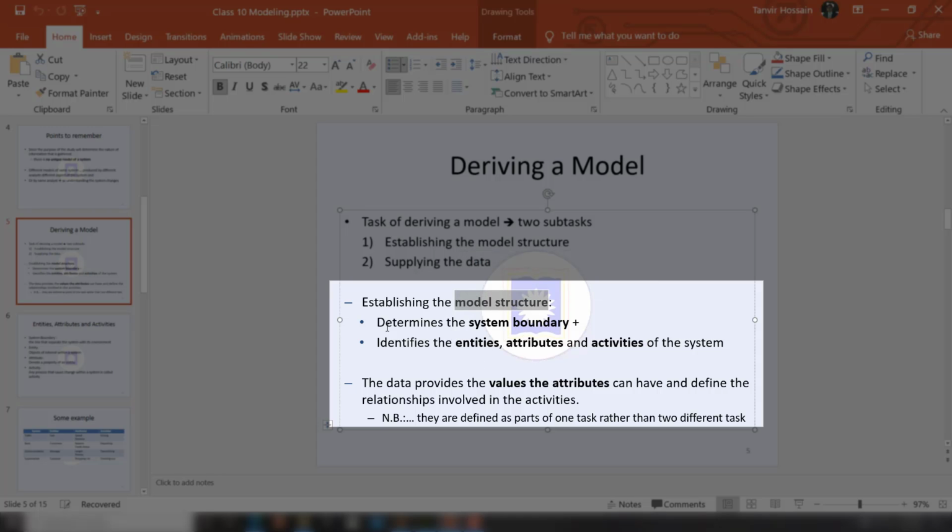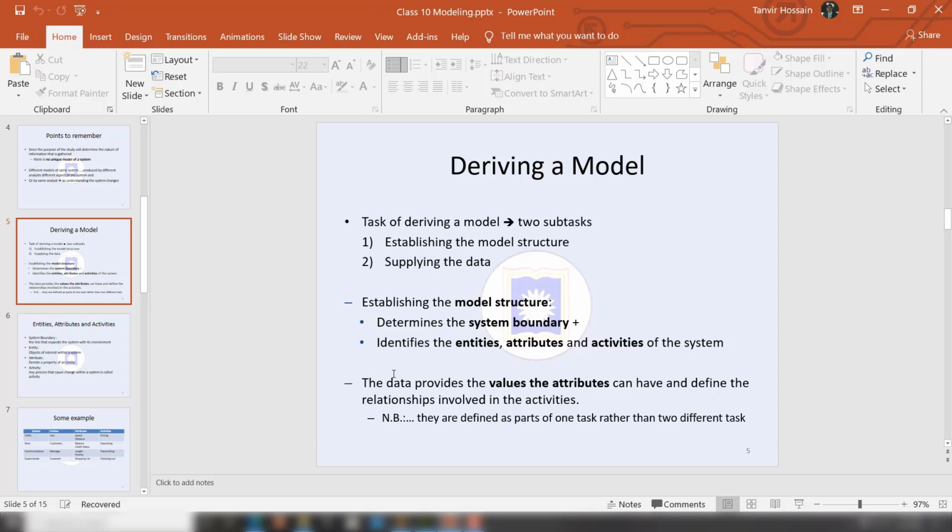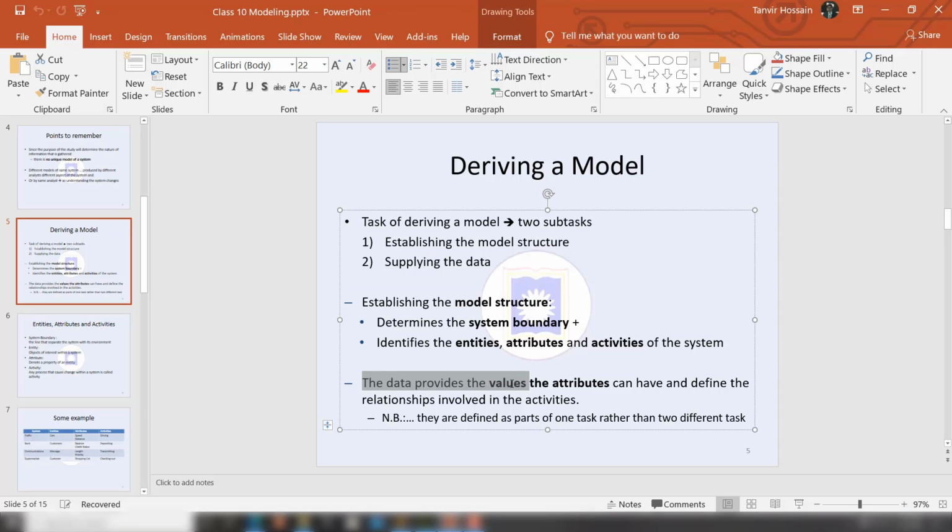And we have already read about this previously. And the data provides the values the attributes can have and defines the relationships involved in the activities. They are defined as part of one task rather than two different tasks. So the attributes and the activities are one task, not two different tasks, meaning this is a single task that identifies the entities, attributes and activities of the system. These should not be subdivided into separate tasks.